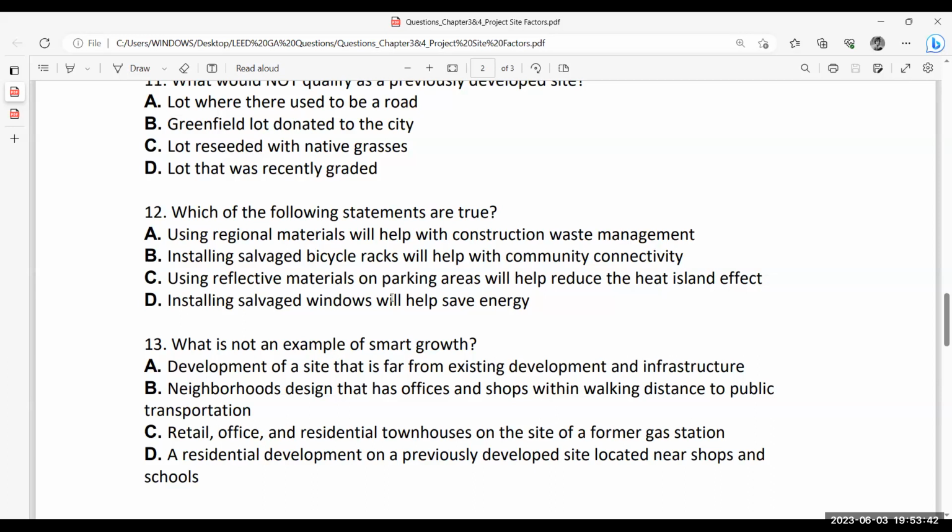C, using reflective materials on parking areas will help reduce the heat island effect. That is the right answer. We saw the explanation for this in the previous questions also, so I'm not going to repeat it.